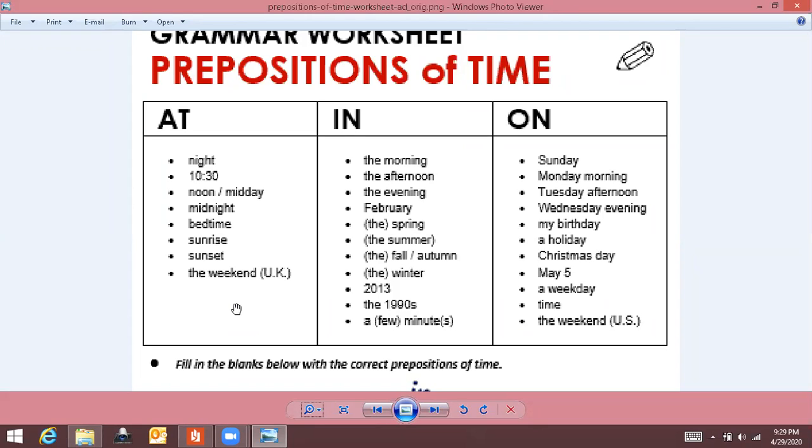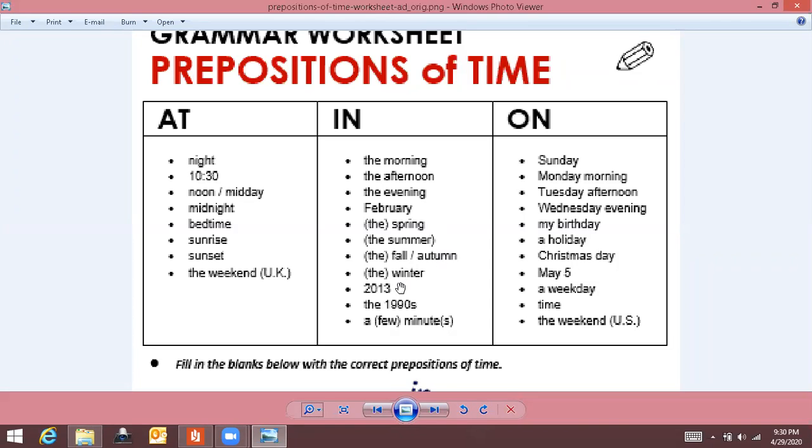Now if we're talking about parts of the day, you will say in the morning, in the afternoon, in the evening. If you mention the month, you will say also in December, in September, in March. How do you say estaciones del año in English? Seasons, exactly. If you're going to mention the name of the season, you will say in.